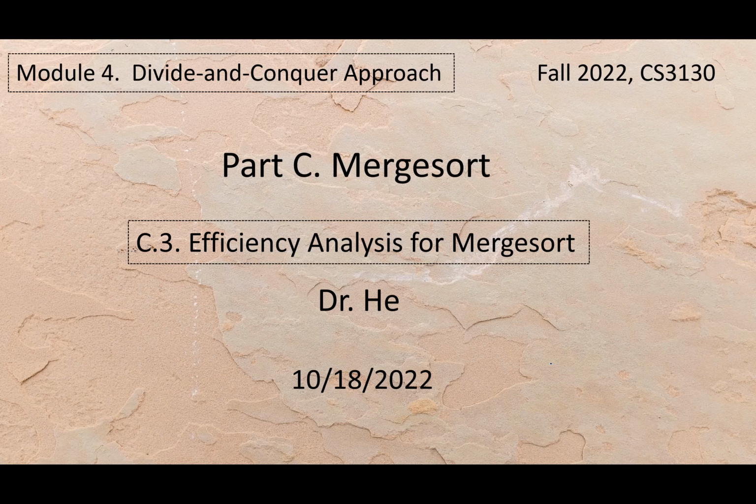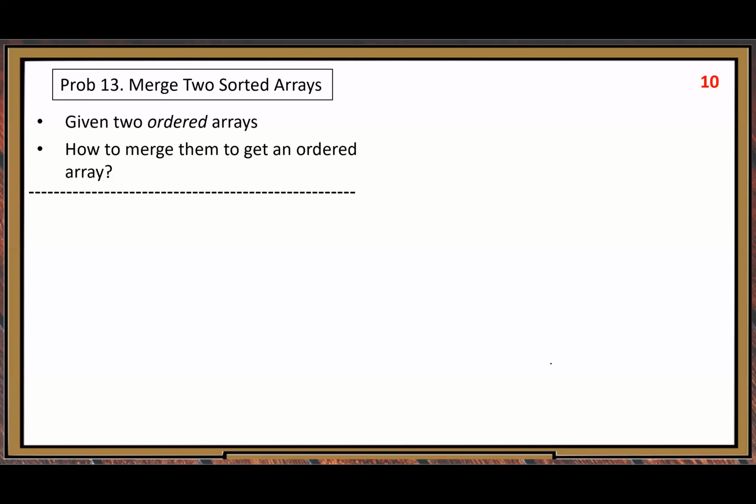Finally, C.3, efficiency analysis for the merge sort. Let me just describe the idea quickly, so that we understand it in some visual way. We derive a recurrence relation.